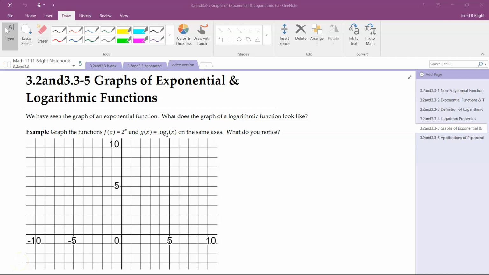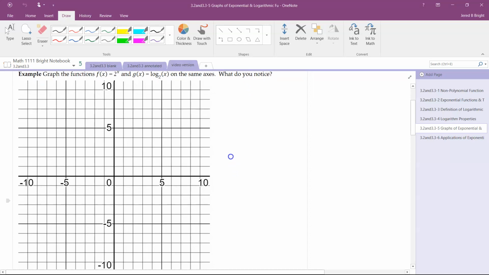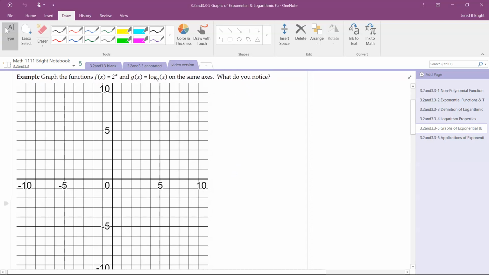Welcome back, and we're going to look at exponential and logarithmic functions and their graphs now. So we've kind of seen the exponential function graph before in the introductory video. But what does a log function look like? So we want to be able to graph an exponential function and a logarithmic function on the same graph. How do we do that?